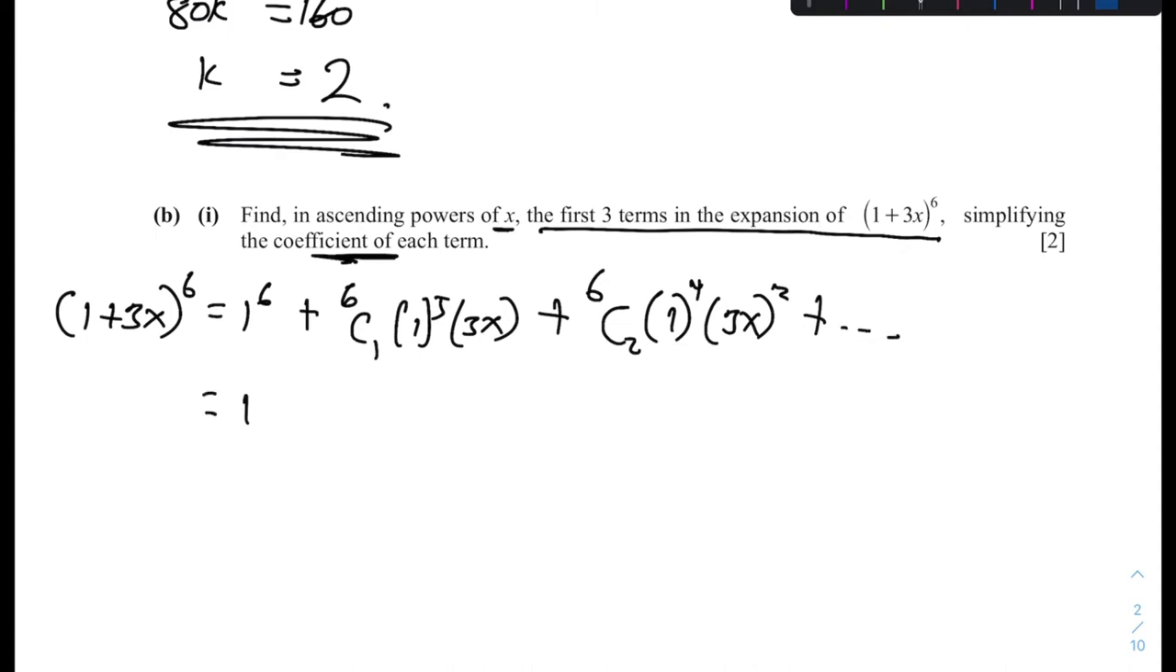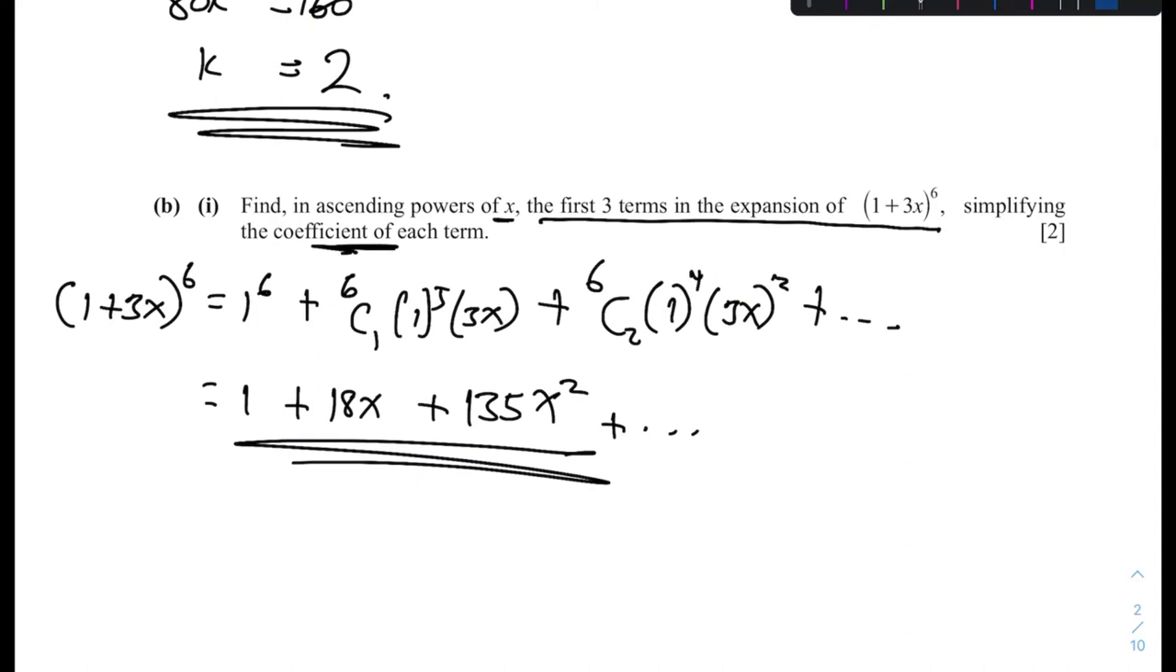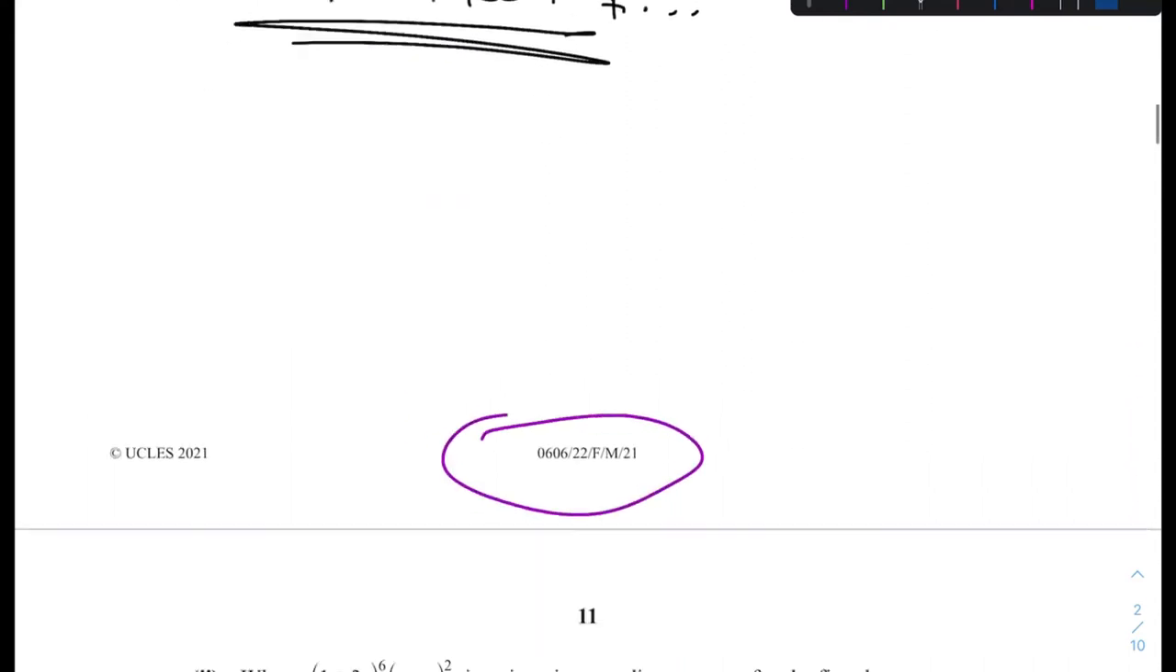So we simplify. This is 1. 6 combination 1 is 6. So that should be 18x. Let me check again. 6 combination 1, definitely 6. Okay. Then finally, we have 6 combination 2, which is 15. Right? So you have 15. But this is 9, right? Because it's 3 squared. So 15 times 9 will give us 135. So you have 135x squared. All right? So you leave it like this for your 2 marks.